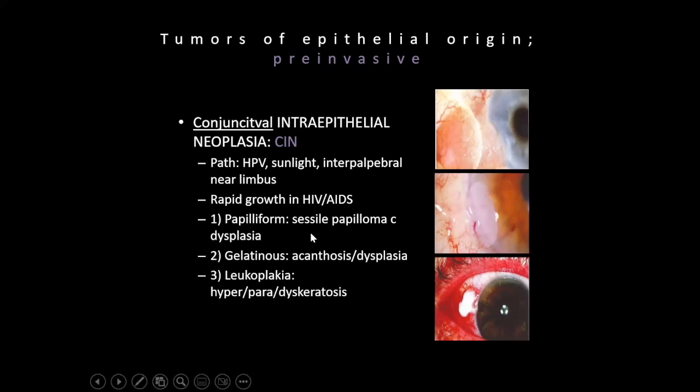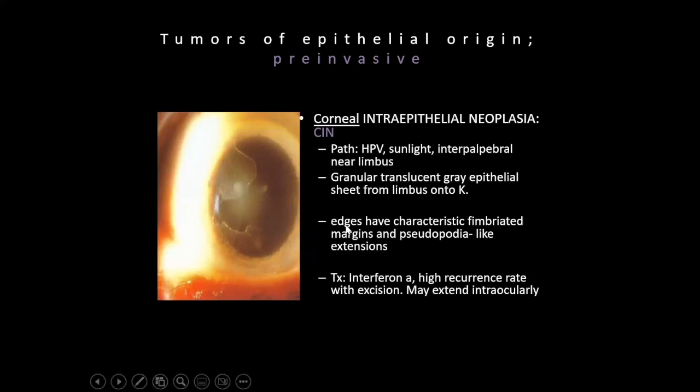Then we have the corneal type. The corneal type, as you can see in the picture, also tends to be associated with HPV infection and sunlight exposure, and occurs in the interpalpebral area near the limbus. You have a granular translucent gray epithelial sheet from the limbus onto the cornea. Then the edges are fimbriated, as you can see. The treatment is with interferon. Then they tend to have a very high recurrence.